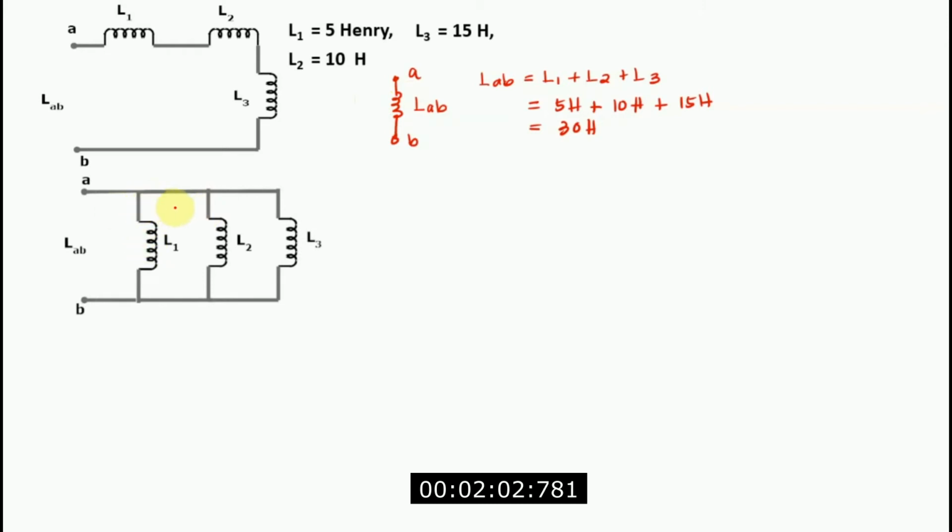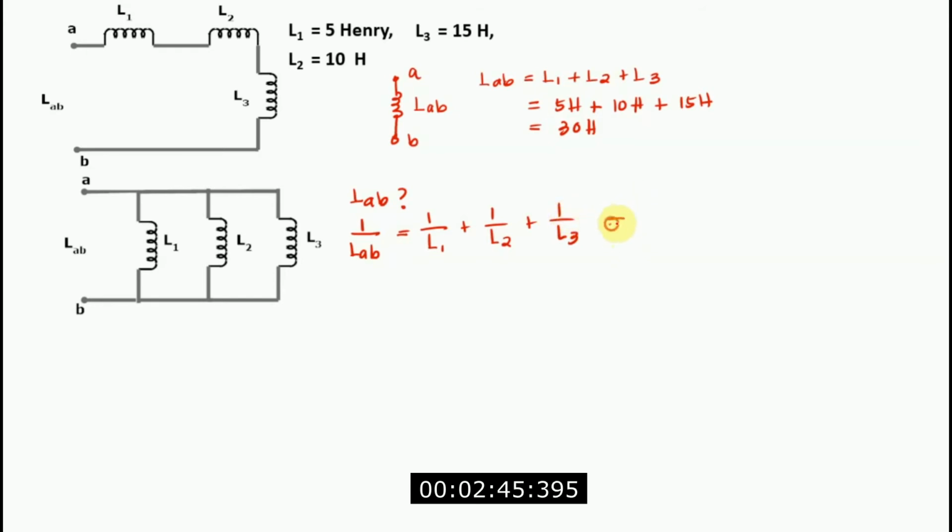How about if we are to connect the inductors in parallel? Now again, since it behaves like a resistor, what is the LAB for this? In this case, we just take the inverse of the total inductance, which equals the addition of the inverses of the inductance of each inductor. So it will be like this: 1 over LAB equals 1 over L sub 1 plus 1 over L sub 2 plus 1 over L sub 3, and so on and so forth. Even if you add another inductor here up to N, you just continually add the inverse inductance of that inductor.